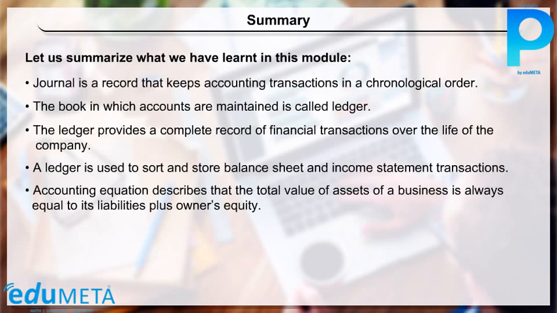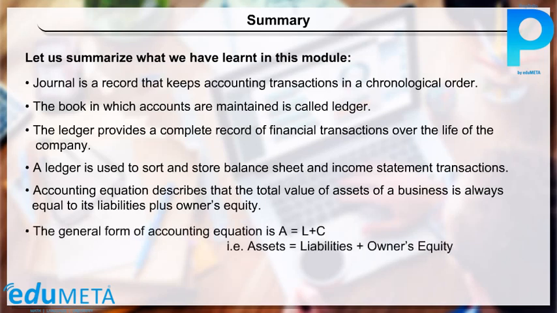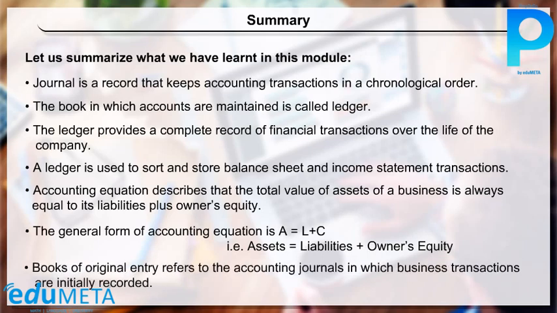The accounting equation describes that the total value of assets of a business is always equal to its liabilities plus owner's equity. The general form of the accounting equation is A equals L plus C, that is, assets equal liabilities plus owner's equity. Books of original entry refers to the accounting journals in which business transactions are initially recorded.